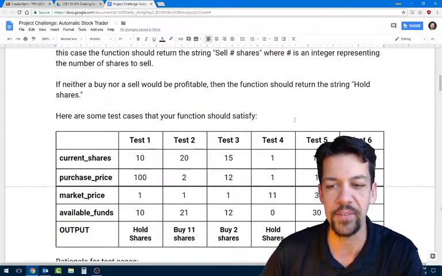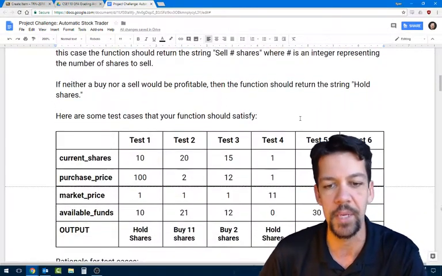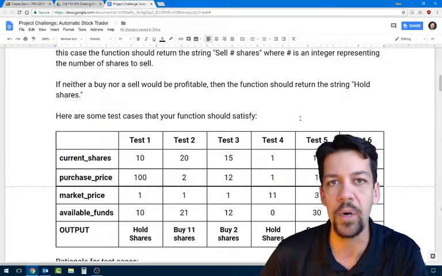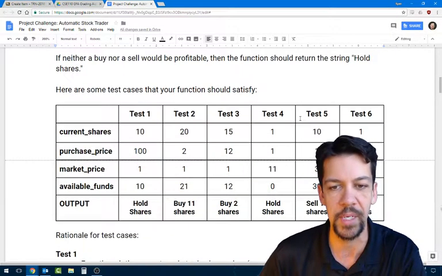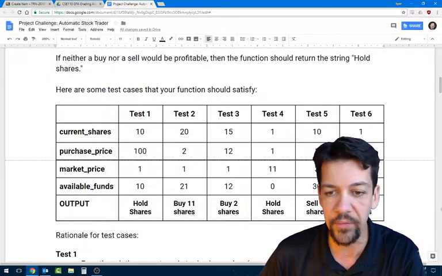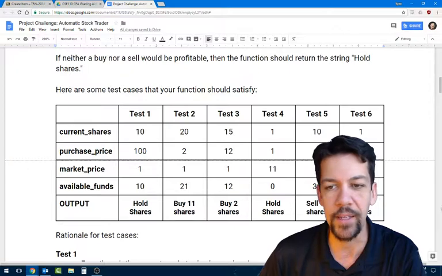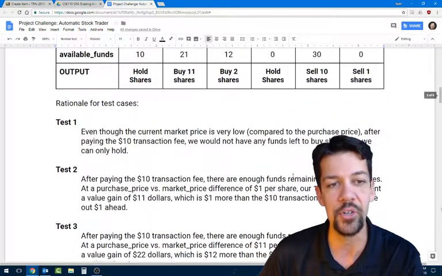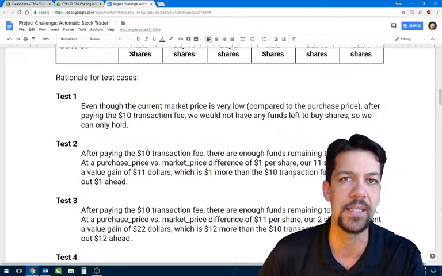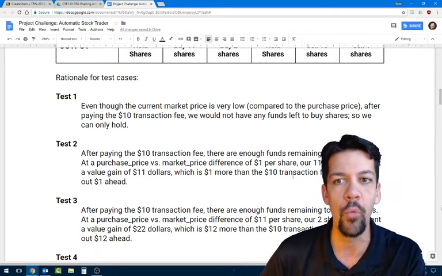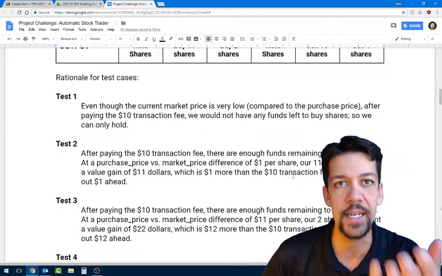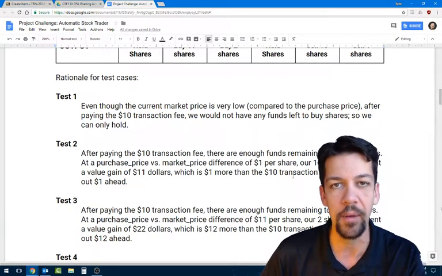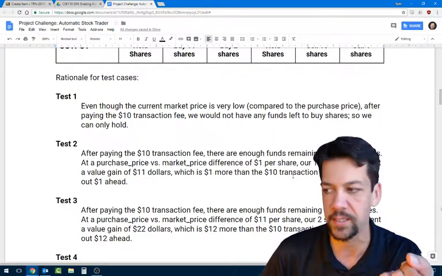We have 6 test cases defined for them in the assignment. There's actually more in Vocarium that are there to be evaluated, and you can see what the specific test cases are. And you should read through the rationale for the test cases, because this kind of gives a description of why we chose these particular test cases and what the goals for those test cases are.